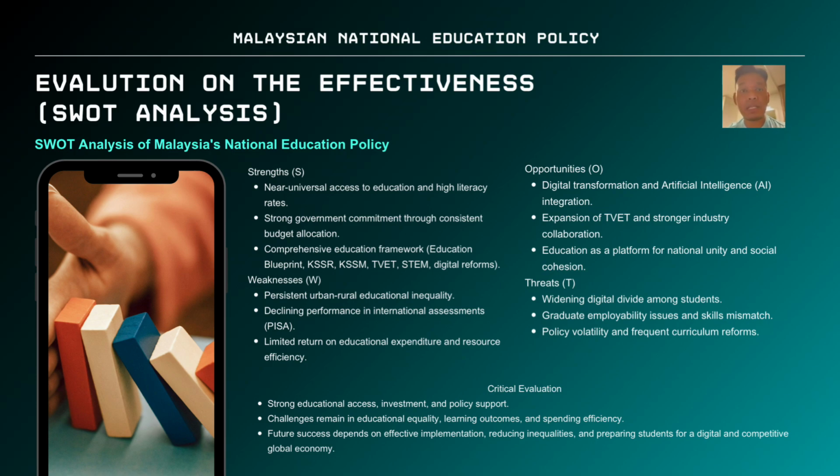So, in conclusion, the Malaysian national educational policy has achieved remarkable progress in expanding educational access and strengthening human capital development. However, challenges such as rural disparities, declining international performance, and digital inequality indicate that there is still significant room for improvement. Therefore, the future success of the policy will depend not only on financial investment, but also on effective governance, policy implementation, and the ability to adapt to global educational trends.